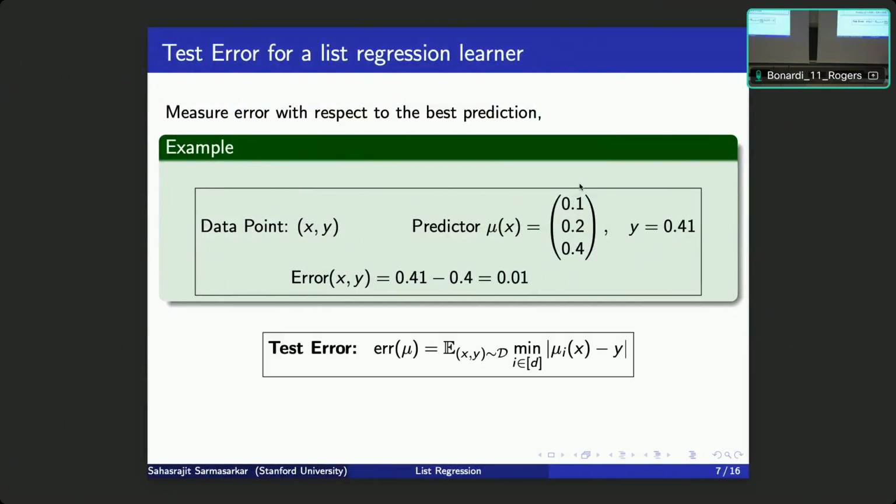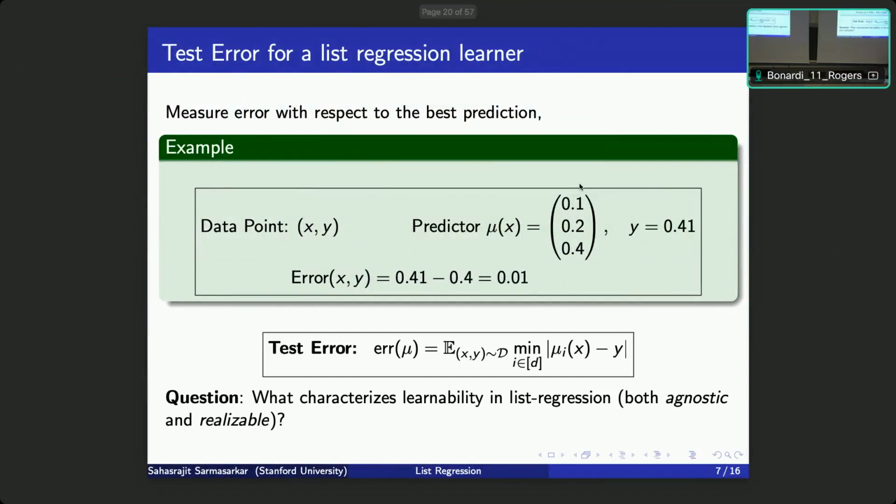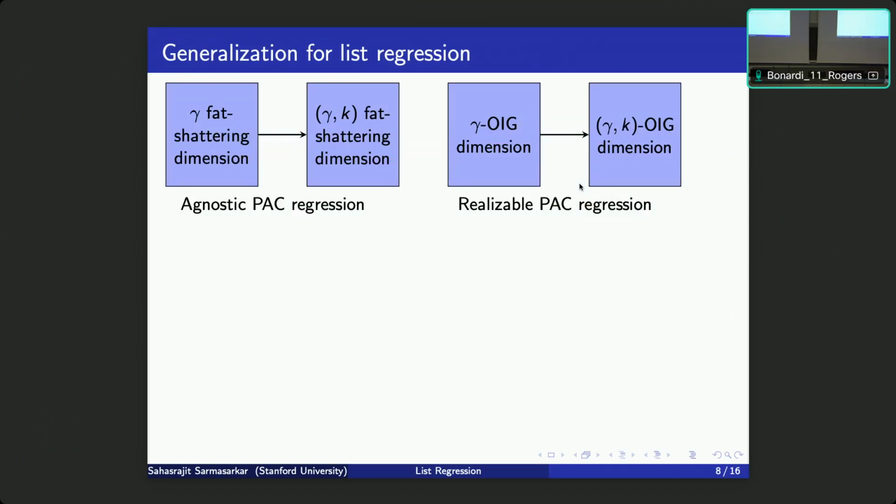So formally, you can just write it as the test error as the minimum of the index mu I of x minus y. So the question again comes here, exactly the same as what has been studied before: what characterizes learnability in list regression? We answer both questions, the agnostic and the realizable case. This is a diagrammatic representation of what we do.